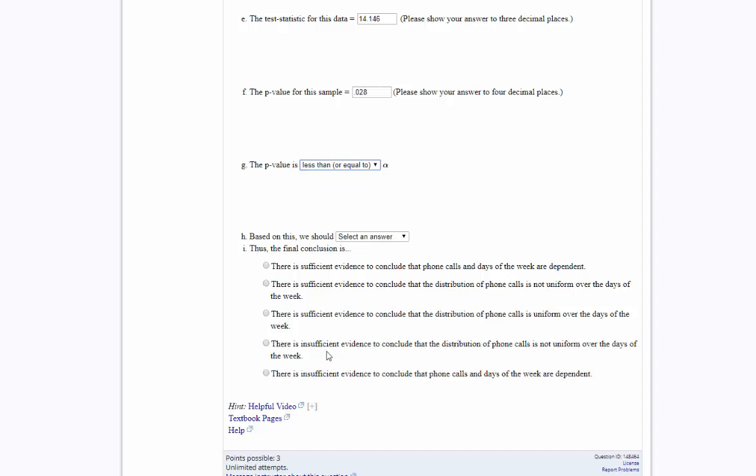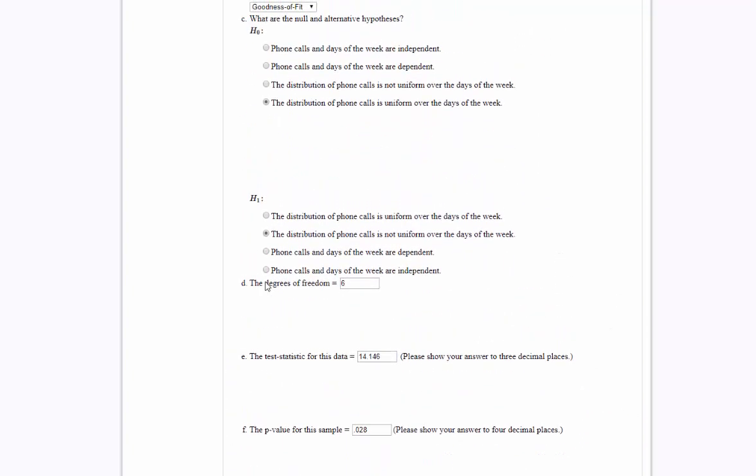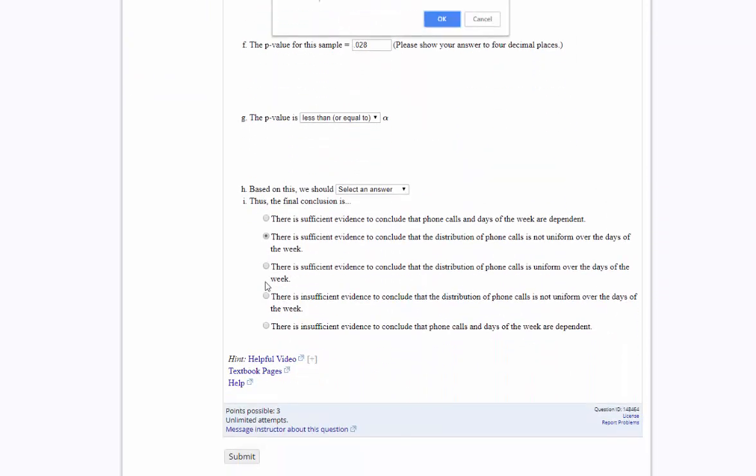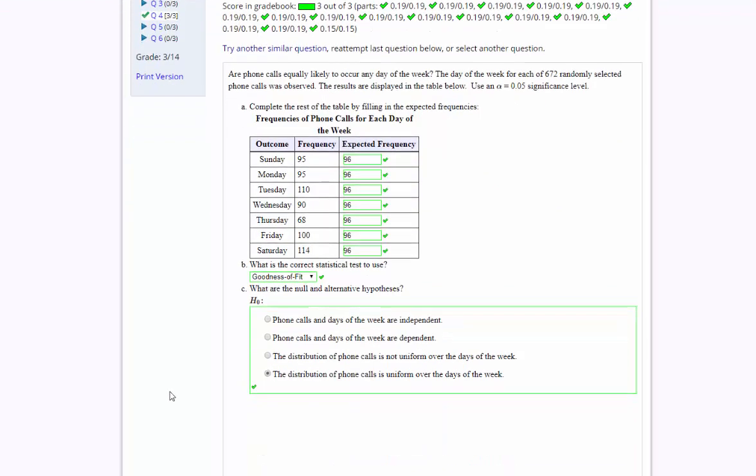So let's see where that is. There is sufficient evidence to conclude that the distribution of funcals is not uniform. So that would be this option right here. Okay, and let's see if that gives us the right answer. Let's just double check everything. Okay, what am I missing? Nope, let's go ahead and, oh, here we go. Based on this, we should reject the null hypothesis. That's right. Okay, we'll reject the null. There is sufficient evidence to conclude that the distribution of funcals is not uniform. Yep, we're good. Okay, so everything is right.